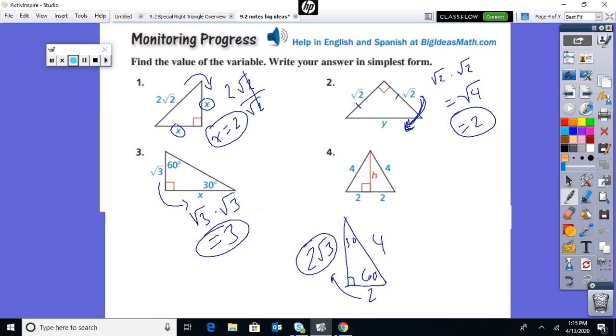Number 3, same type of thing. You're going from the 30 side to the 60 side. So multiply by a radical 3. So root 3 times root 3 is root 9, or 3. And then number 4, you think about it like this. You've got a 60, a 30, because you'd have 4, 4, and 4 across the bottom. So it's equilateral. So you just take the side opposite 30 to go to the side opposite 60. You multiply by the square root of 3. So 2 turns into 2 roots of 3.